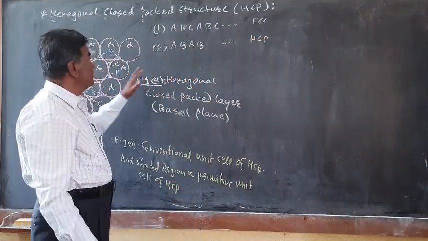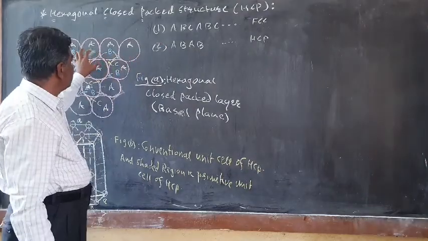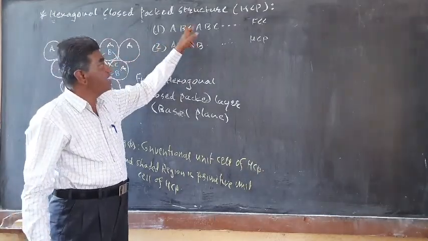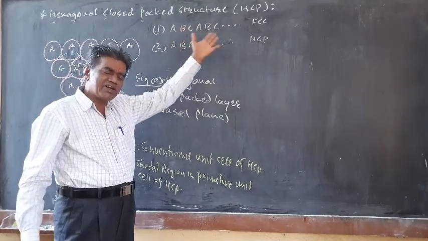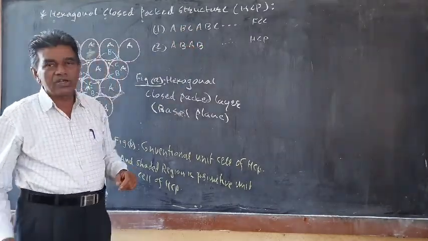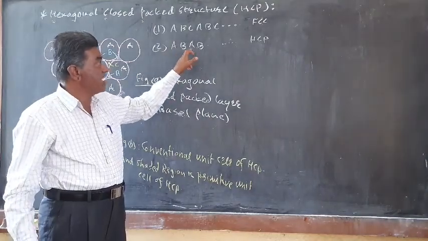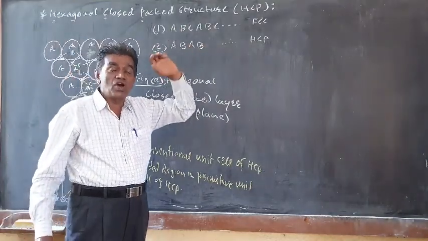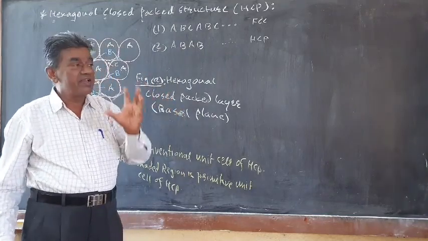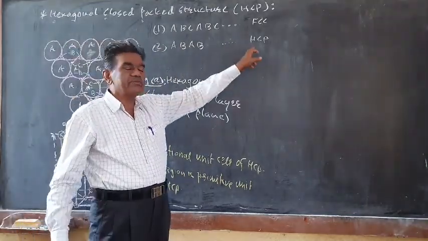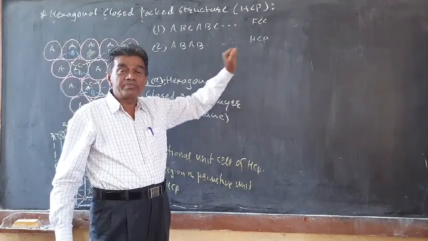So from this it is seen that if the arrangement is ABC, first A layer, then B layer, then C layer, again A layer, B layer, C layer, continuously, then the structure is called FCC. While if the arrangement is like this, A, B, and so on, and the sphere is not on the C void, then the arrangement is called the hexagonal close packed structure.